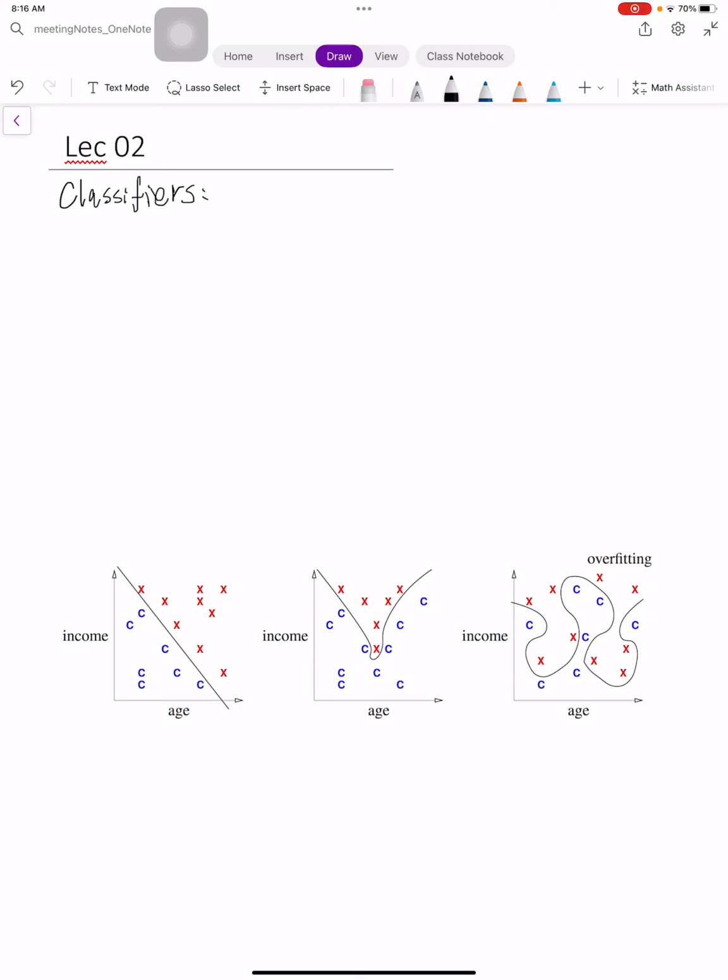Hello everyone. In today's lecture, we're gonna keep talking about classifiers, which is an important class of tools for machine learning. Specifically, we're gonna first talk about the linear classifier, and we're gonna give you an introduction.